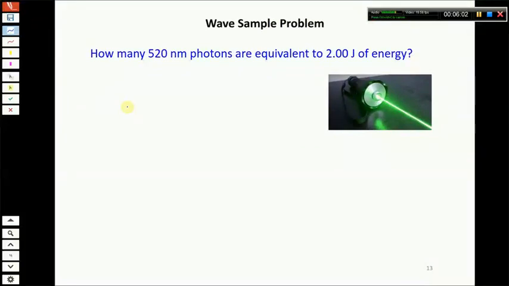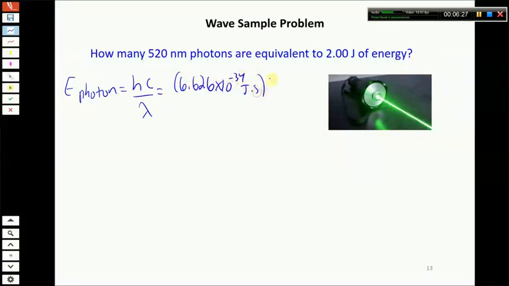Our first step is still going to be to calculate the energy of an individual photon. Because if we want to know how many photons we need to get this much energy, we need to know how much energy each individual photon has. So we're going to use the same equation, hc over lambda, recognizing that this just gives us the energy of one single photon. So same constants, h, c. I will be lazy at times and write just 3 times 10 to the 8th. Keep in mind that it does have more significant figures than 1, but writing it as 3 is fine.